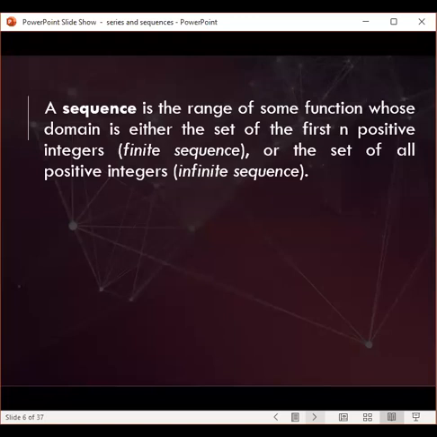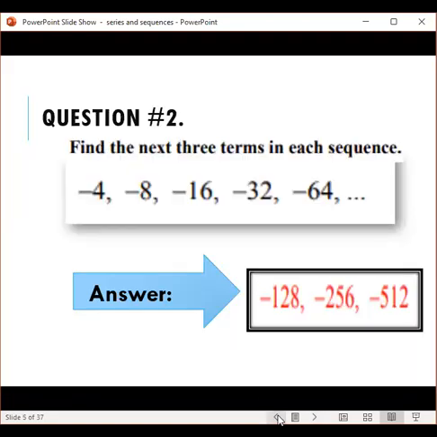When we focus on the first n positive integers, when we talk about positive integers, we start with 1 and then followed by 2, 3, 4, 5, and so on. This is a function, meaning 1 is the first term in the sequence, 2 the second term in the sequence, 3 the third term of the sequence, and so on. So let's go back to our previous example.